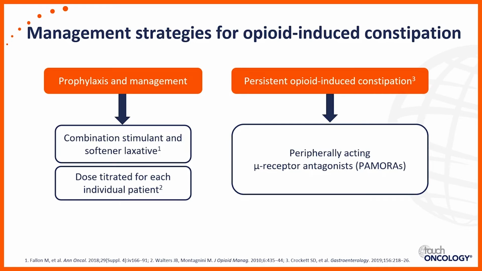Sometimes standard laxatives by themselves are not adequate, and even switching opioids doesn't make much of an impact. And we do, of course, now have the peripherally acting mu opioid receptor antagonists, which can be very effective in persistent opioid-induced constipation.